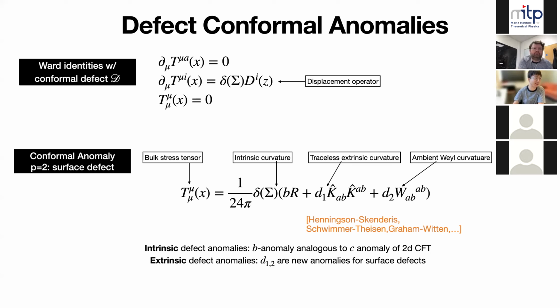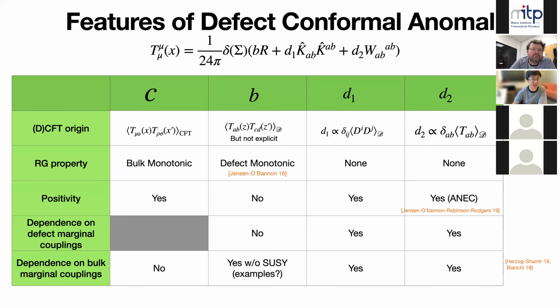This second term is present only if the ambient space-time has dimension bigger or equal to 4, because otherwise the Weyl curvature vanishes. These anomalies have various different properties and have been studied in a lot of recent papers. Here I just have a brief summary of their properties, also to contrast with the properties of the usual c anomaly for a local two-dimensional conformal field theory. First of all, if you look at their origin in the CFT data, the c, of course, determines the two-point function of the stress tensor of a local two-dimensional CFT. The origin of the b, on the other hand, determines the two-point function of the displacement operator.